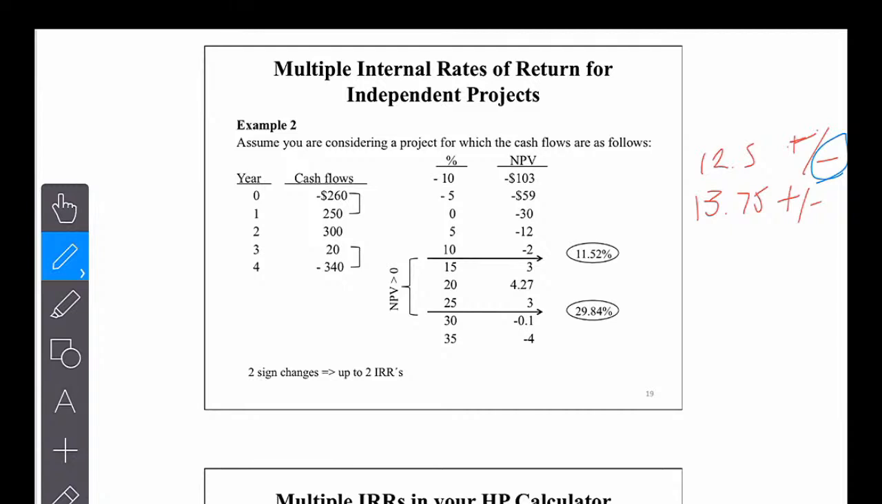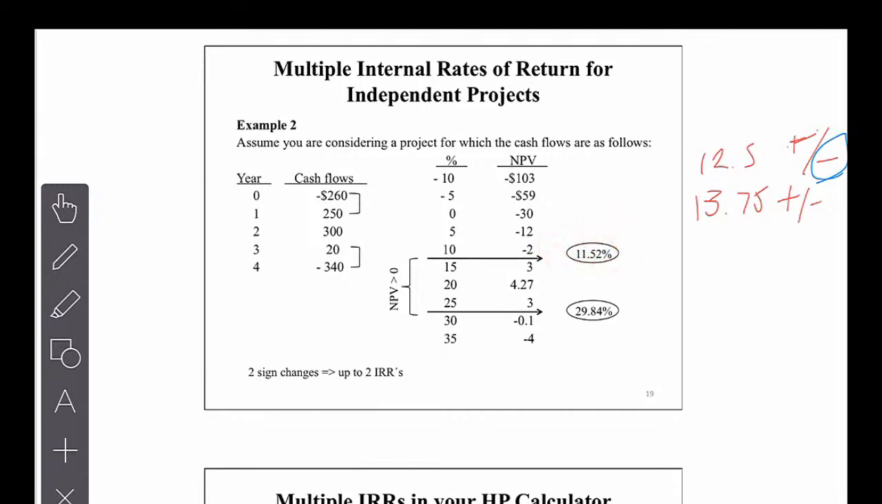In this case, it's actually going to be the other way, right? It ends up being a positive, so it means that you've got to go closer to 10, and you end up halfway, well, between 10 and 12, it's 11.52.